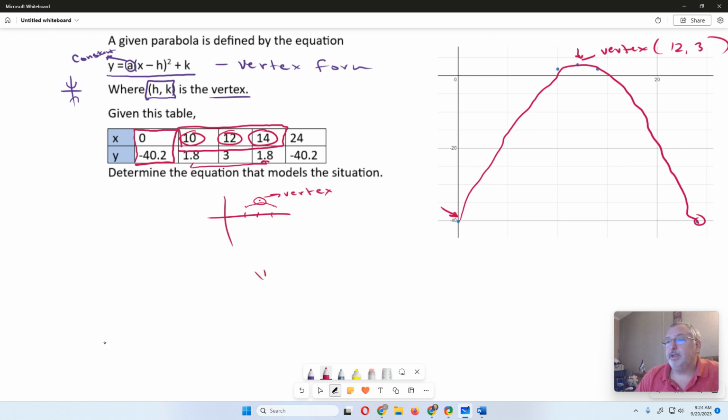So here's what we've got: y equals a times (x minus h) squared plus k. We're going to substitute in that vertex, so y equals a(x minus 12) squared plus 3. And now we're going to pick a point. You can pick any point you want. I like to pick points with zeros in them, because zeros are easy to work with. So I'm going to pick this one because it has a 0.